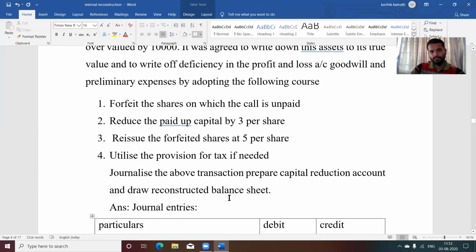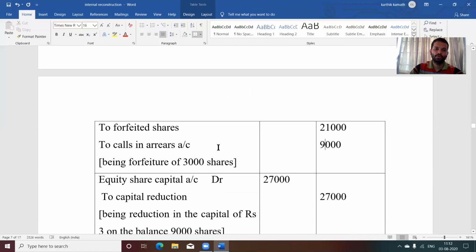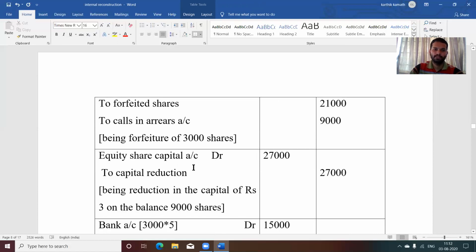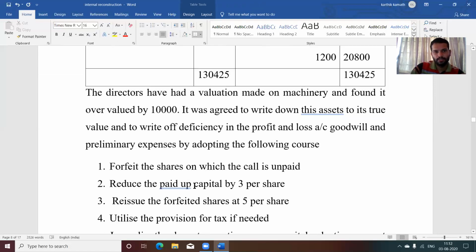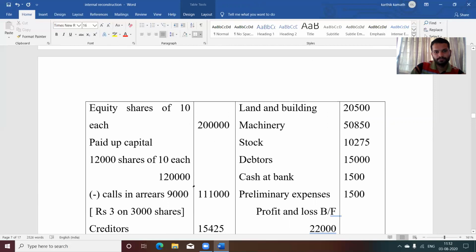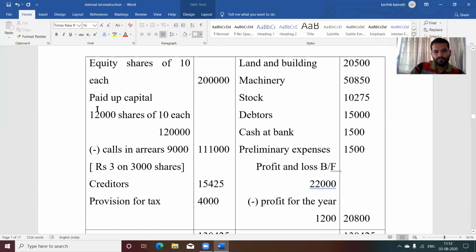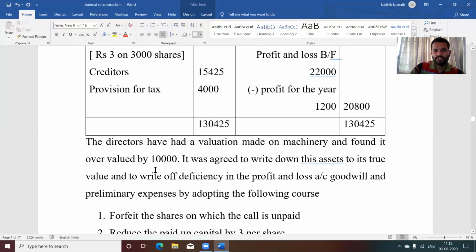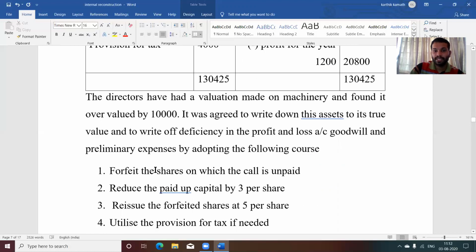Next journal entry: reduce the paid up capital by 3 per share. That is equity share capital account debit to capital reduction account. How did they get this balance? Once you see here, the total number of shares is 12,000. Shares not paid are 3,000. So the remaining shares are 12,000 minus 3,000, that is 9,000 shares. 9,000 shares are to be reduced by 3 per share.